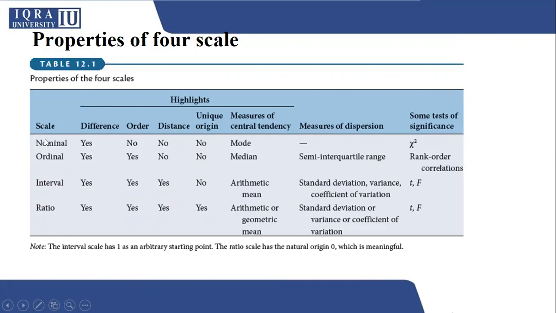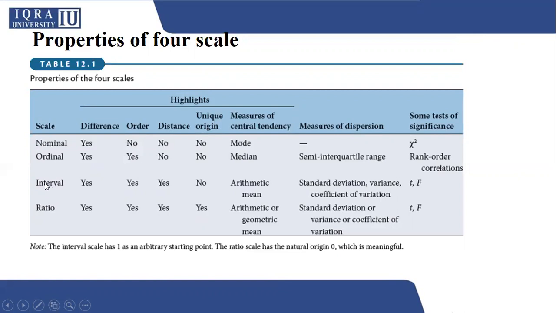Now, ordinal scale has one more category of order. That means it does have difference, but it also has order. You find order in ordinal scale, but you don't find distance in ordinal scale. You don't find unique origin in ordinal scale.